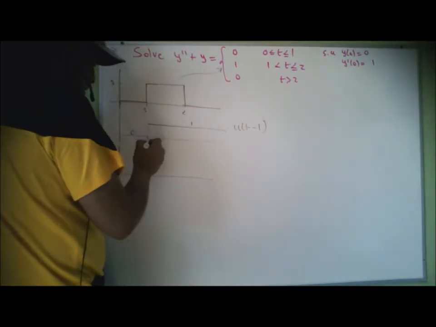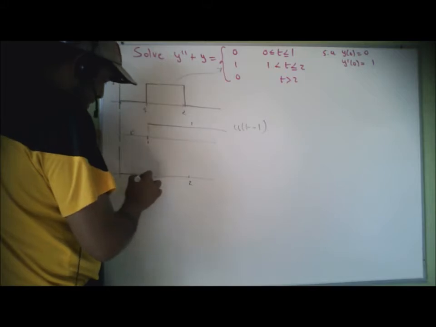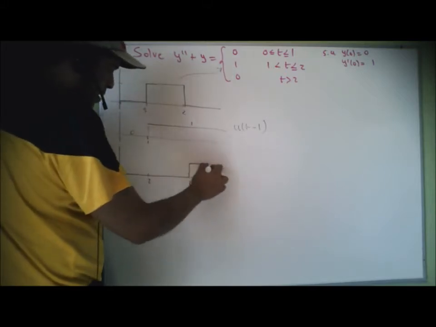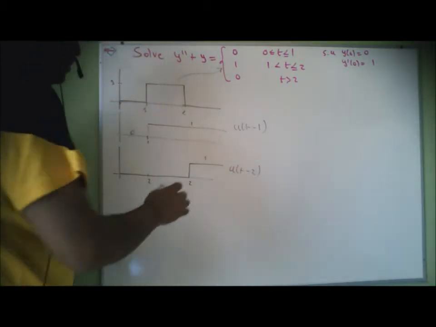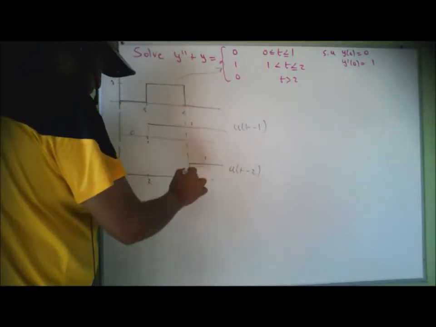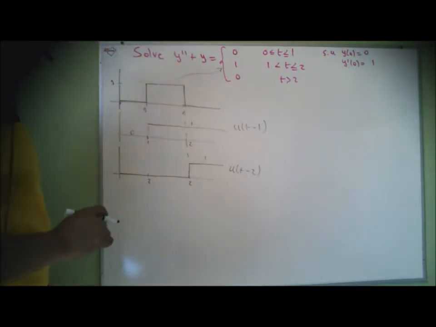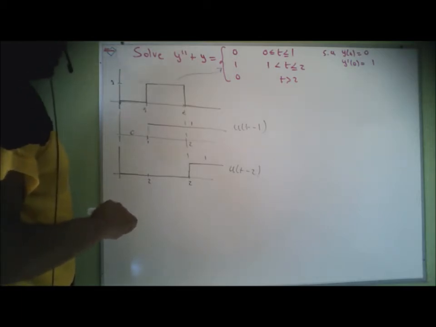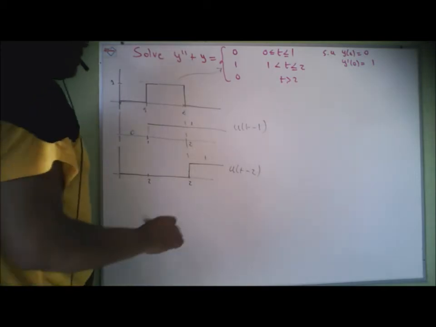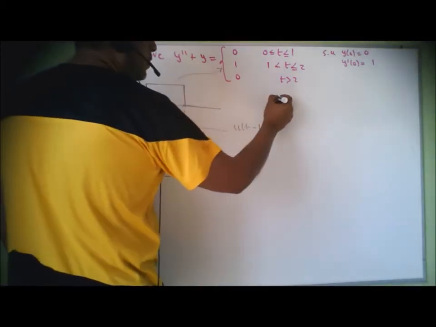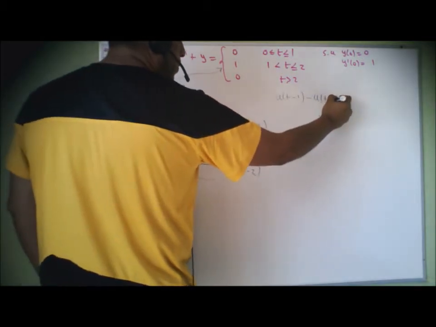Now this is 1. And this is 2. I'm going to make this 0 and then 1. So this is u of t minus 2. Alright? So how are we going to combine these two to generate this one? Okay, what we are going to do is a subtraction. I'm going to do u of t minus 1 minus u of t minus 2.